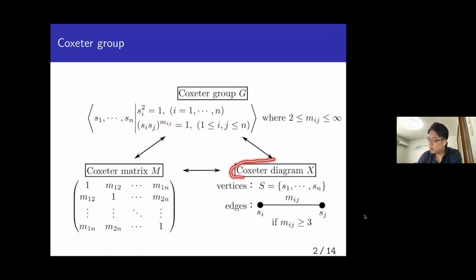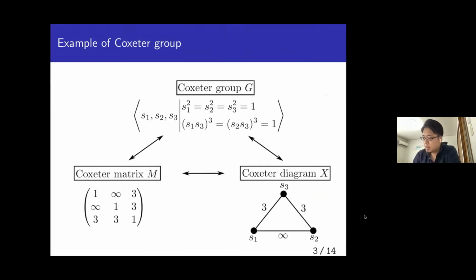And the Coxeter diagram is a labeled graph defined as follows. Its vertex set is S. Here S is the generating set of the Coxeter group G. And if two generators Si and Sj have order Mij, here Mij greater than or equal to 3, we join the two vertices by an edge labeled by Mij.